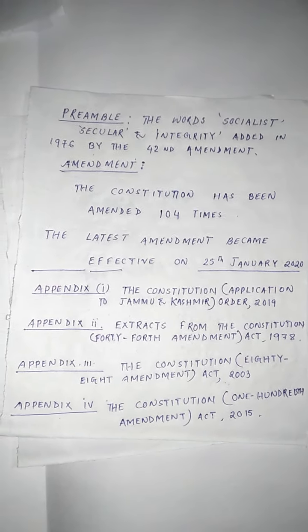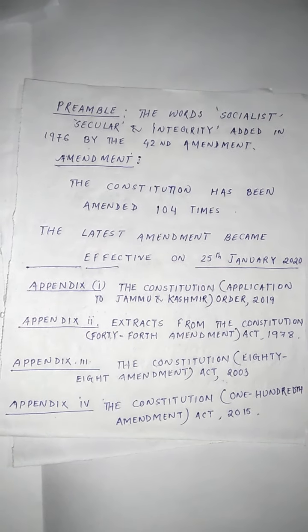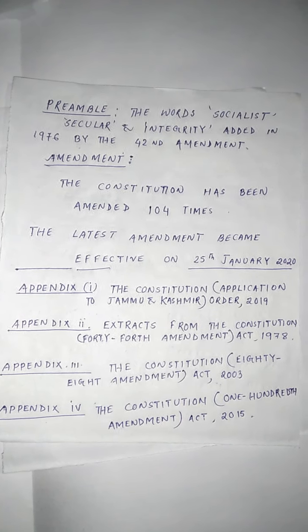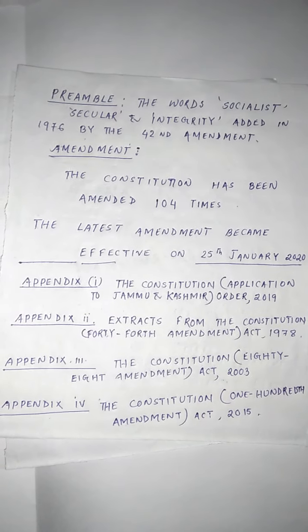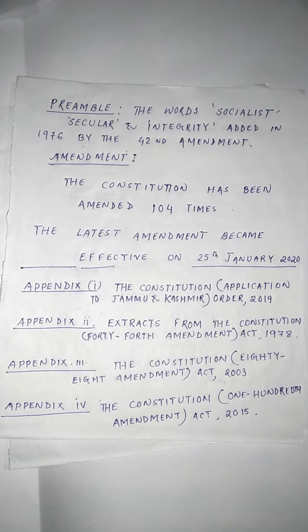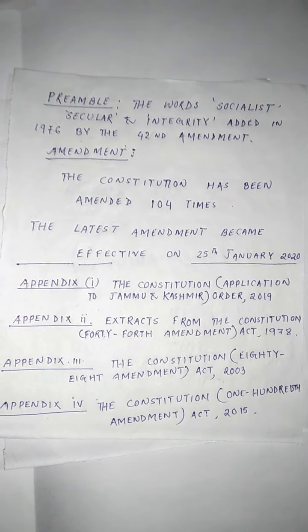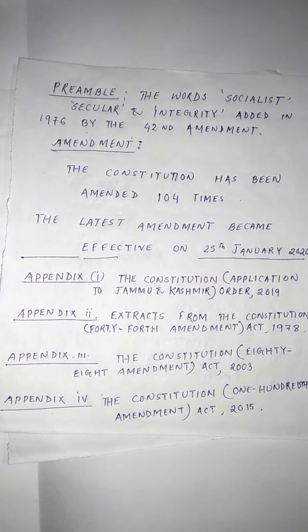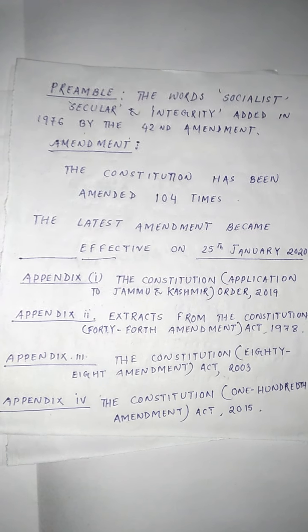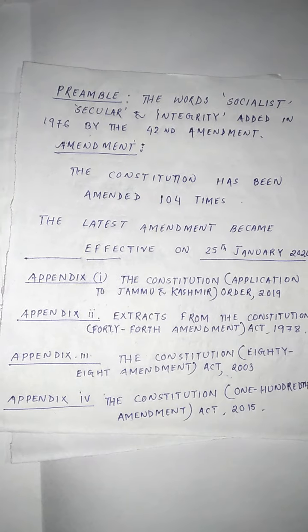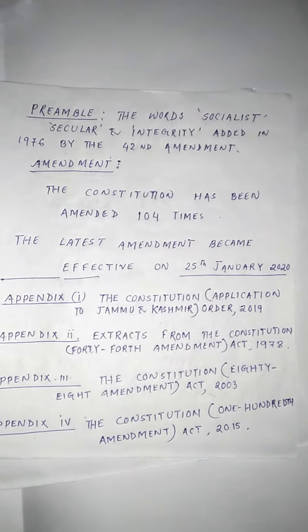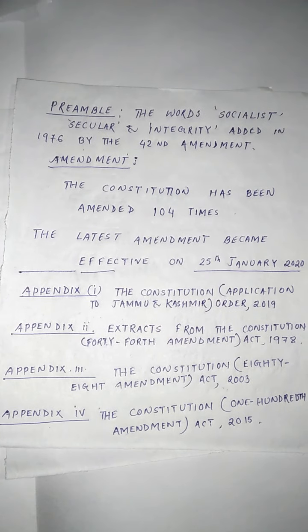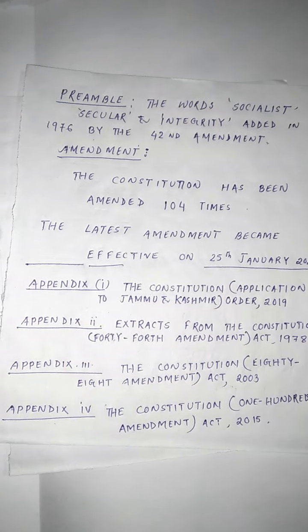important points we have discussed, and now the five appendices we're going to discuss. Appendix number one: the Constitution (Application to Jammu and Kashmir) Order, 2019. Appendix two: extract from the Constitution 44th Amendment Act, 1978. The third appendix is the Constitution 88th Amendment Act, 2003. And the next, four, is the Constitution 100th Amendment Act, 2015. These are the latest appendices. So this is very easy to remember.